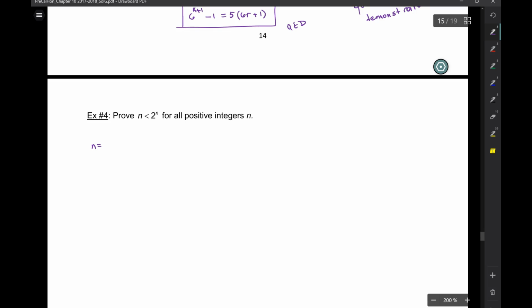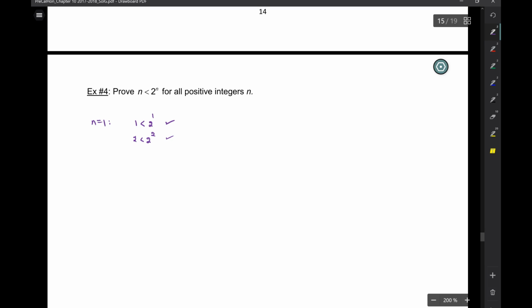Okay, n equals 1. Does that work? Yeah. 1 is less than 2 to the 1. It works. Let's just try it again for good measure. You don't have to. For n equals 2, even there it works. Okay, all right, so what about n equals k? k is less than 2 to the k.